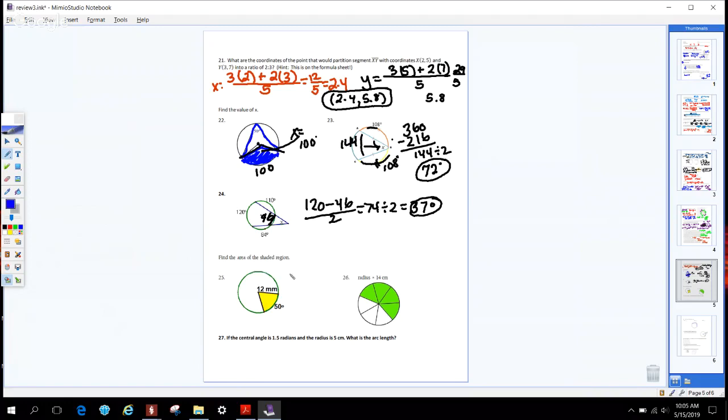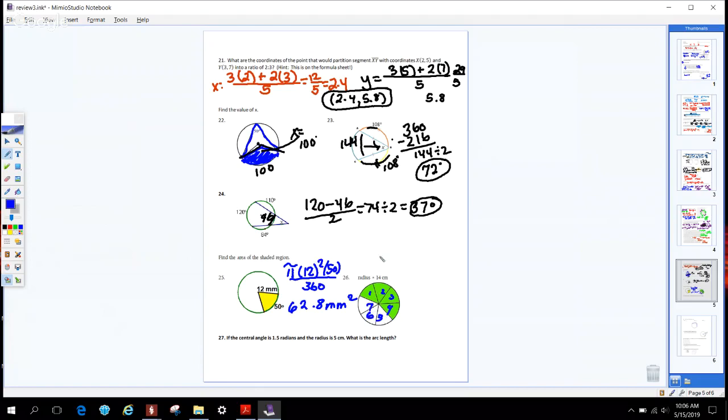Here one's the area of the shaded region, so we're going to use the formula sheet. Formula sheet says pi times the radius squared times the angle measure divided by 360. So we've got pi times the radius squared times the angle measure divided by 360 equals 62.8 millimeters squared. Here they don't give us the angle, but we can count their 7 sections.